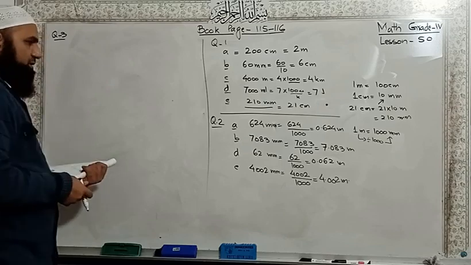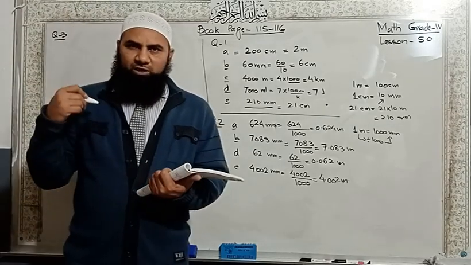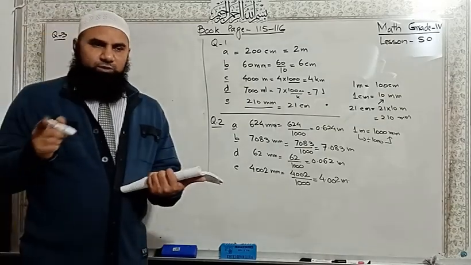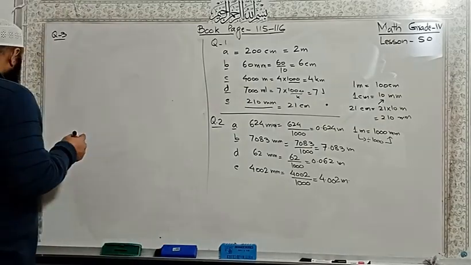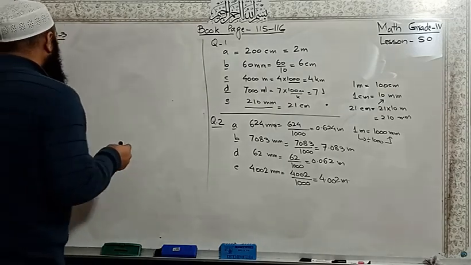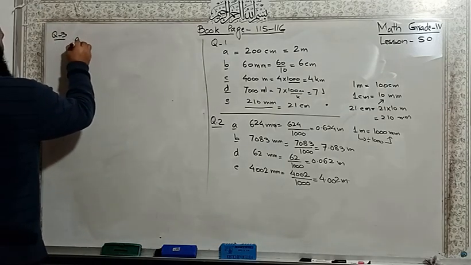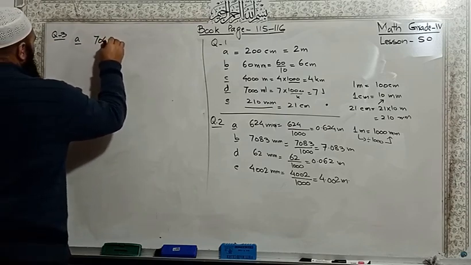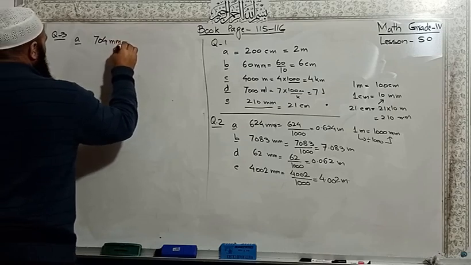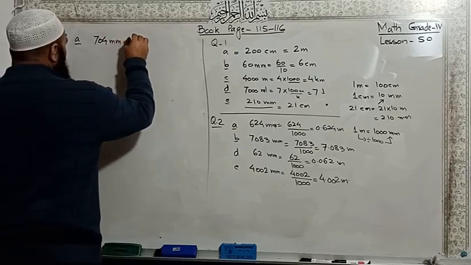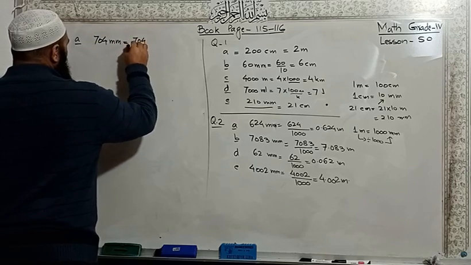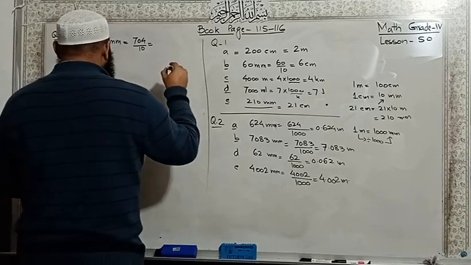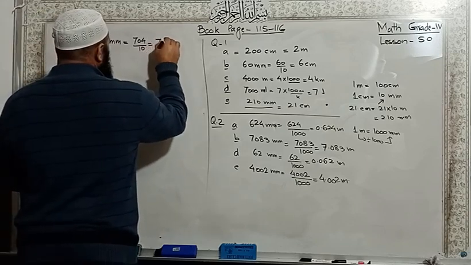Millimeter we got when we divide by 1000, and centimeters we got when we divide by 100. So the difference is 10. So we will divide all these by 10. 704 millimeter will be equal to, after dividing by 10, 704 divided by 10, we will get 70.4 centimeters.